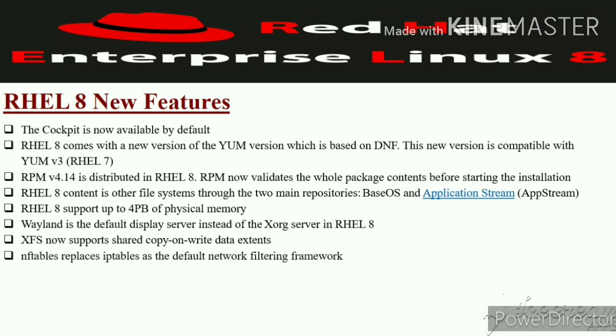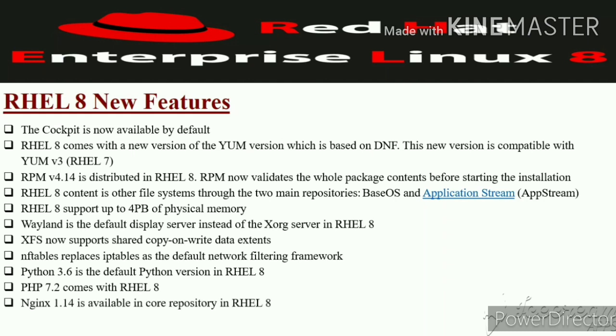nftables replaces iptables as the default network filtering framework. Python 3.6 is the default Python version in RHEL 8. PHP 7.2 comes with RHEL 8. Nginx 1.14 is available in the core repository in RHEL 8.